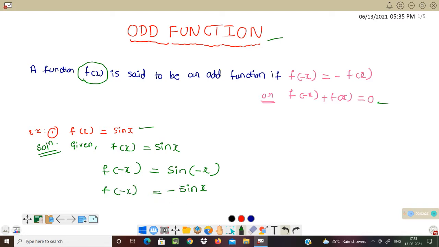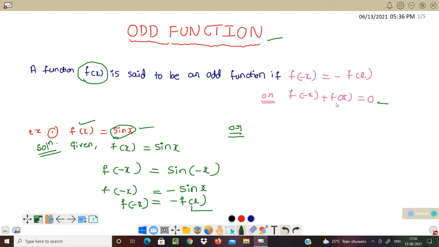Here, sine x is nothing but f of x. So instead of sine x, you can write f of x. Is it exactly like our definition or not? f of minus x is in the form of minus of f of x. Got it? Otherwise, you can also check in this form.